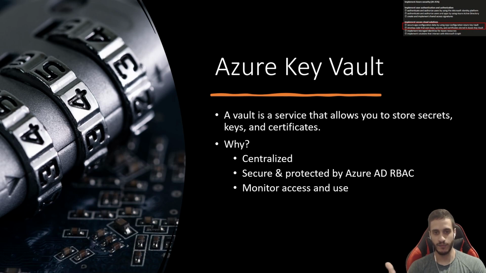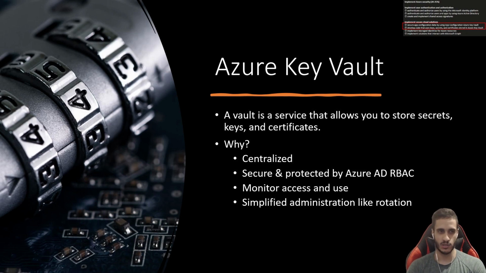A next benefit of having a centralized service like Azure Key Vault is that you can easily monitor access and use. Maybe for audit purposes, you want to monitor how many times a secret is being accessed. This is done very easily using Azure Key Vault. And lastly, there's simplified administration with things like rotation. Now, whenever you are dealing with secrets, keys, etc., you typically want to rotate those keys or secrets. And with Azure Key Vault, this is made so much simpler where you essentially don't have to make any changes to your application code. And I will talk more about that in a bit.